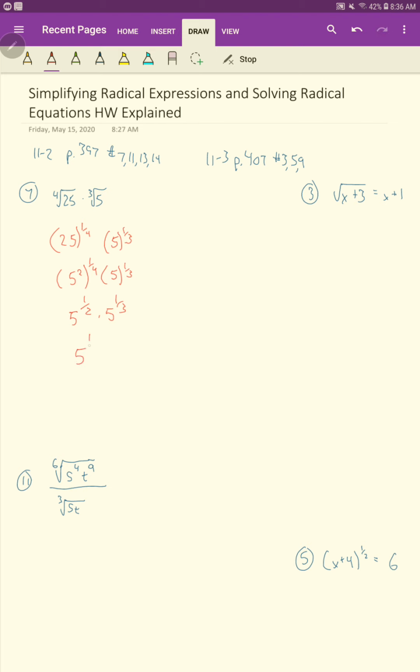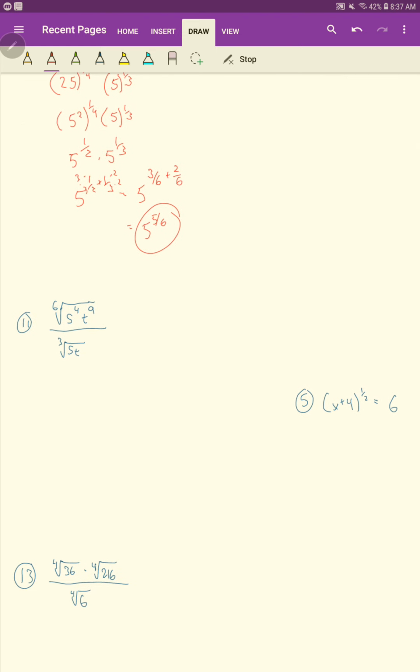So we're going to have 5 to the 1/2 plus 1/3 power. Of course, adding those, you need a common denominator. So I'll rewrite this as 5 to the 3/6 plus 2/6. Multiply the top and bottom by 3 here, multiply the top and bottom by 2 here, you get the idea. 3/6 plus 2/6 is 5/6. And that's all we have to do. We're supposed to leave it as a rational exponent, so we can stop right here. We don't need to rewrite that in a radical or anything.